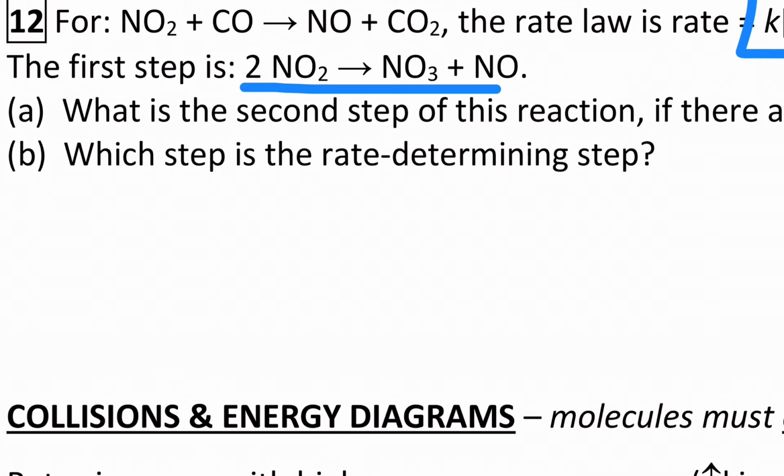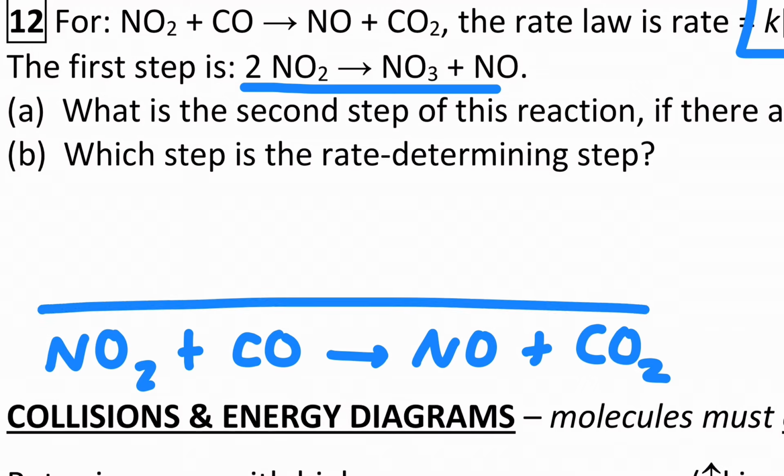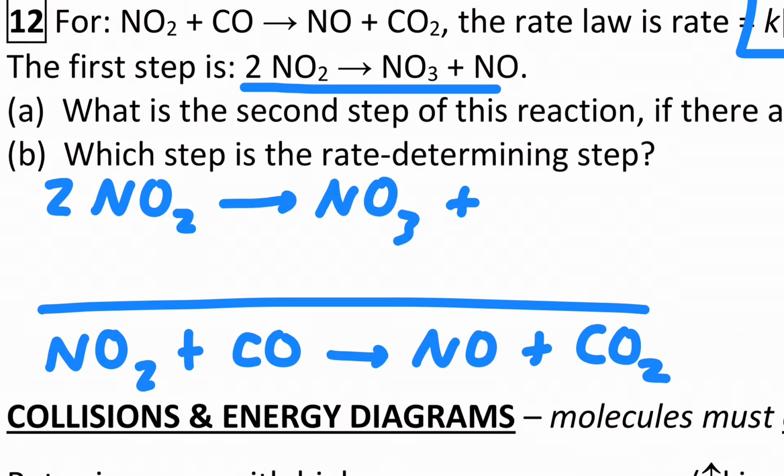I'm gonna rewrite the overall reaction as we did a moment ago. NO2 plus CO becomes nitric oxide and CO2. That's the overall. And the mechanism is based on the 2 steps. The first step is 2 NO2s becomes an NO3 and an NO. I'm just copying it. And I have to figure out what the rest is. Well, I need to get rid of NO3. It can't be in the net reaction. So my second step must have an NO3 as a reactant. And I also need a CO as a reactant, so there must be a CO reactant somewhere.